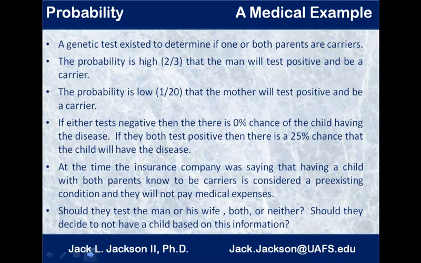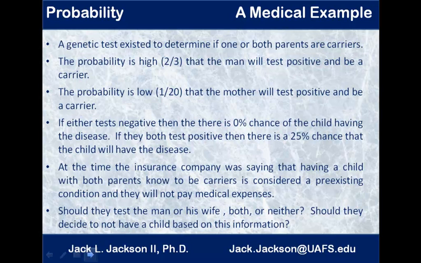Now at the time they were worried that the insurance company was going to say that if both parents were known to be carriers and they went ahead and had a child that turned out to have the disease, that was considered a pre-existing condition and the insurance wouldn't pay out.